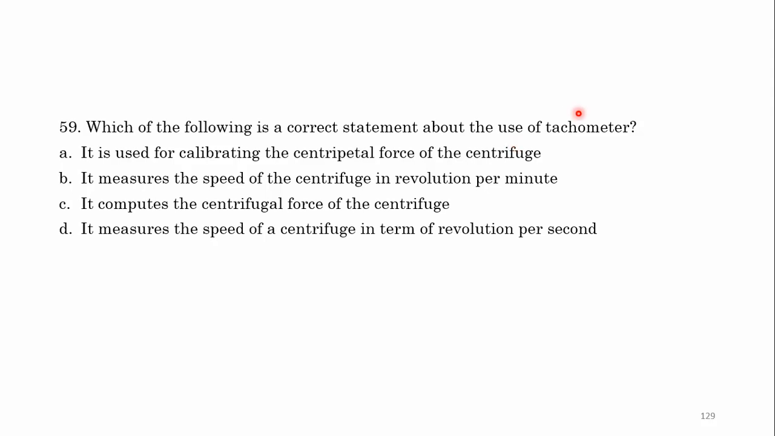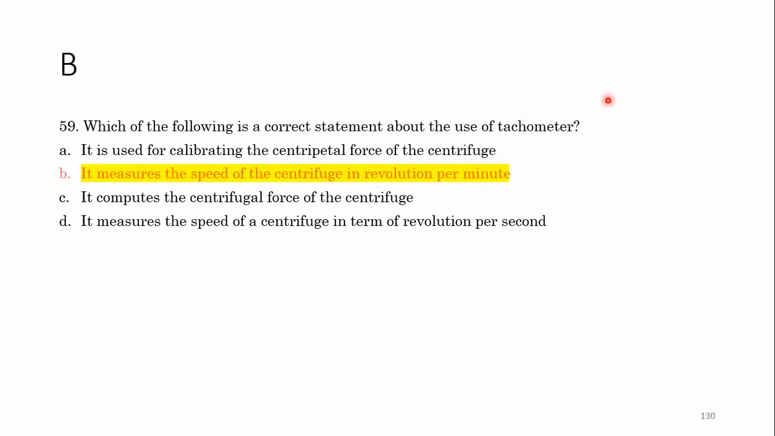Number 59, letter B. It measures the speed of the centrifuge in RPM or revolutions per minute. Tachometer is an instrument used to measure the speed of the centrifuge by using the unit RPM, or revolutions per minute. Tachometer is used as a form of preventive check or preventive maintenance of centrifuge. 59, letter B.